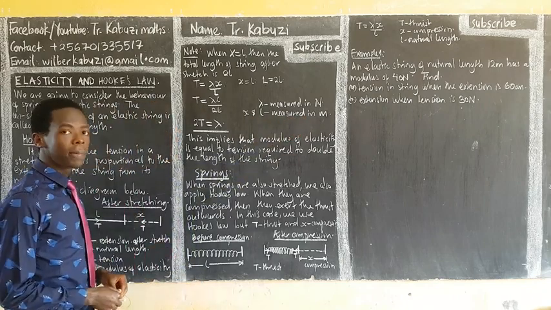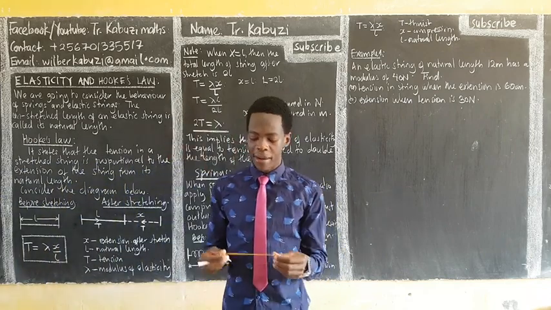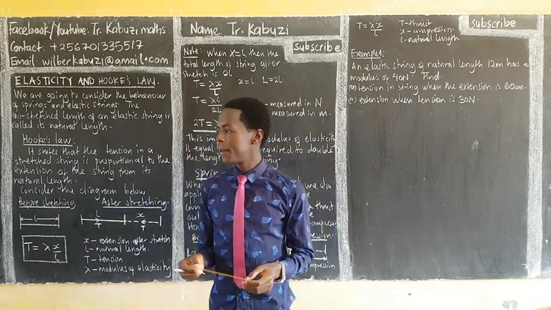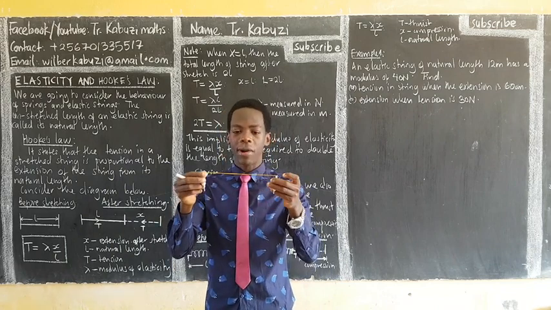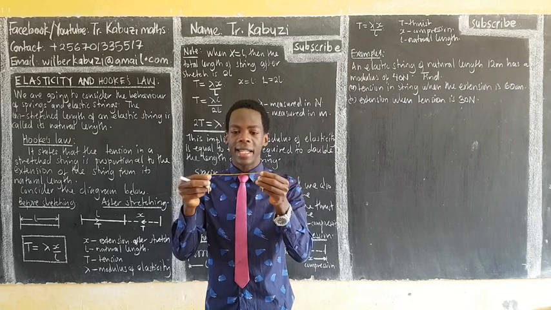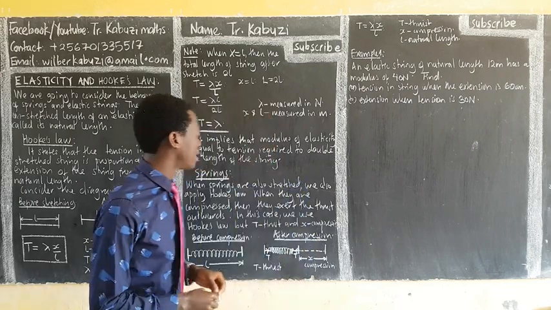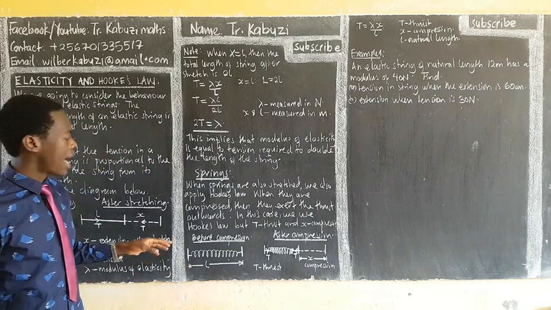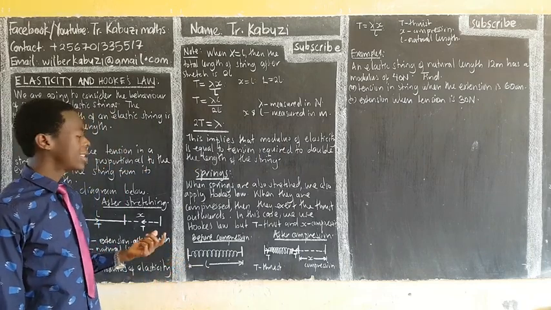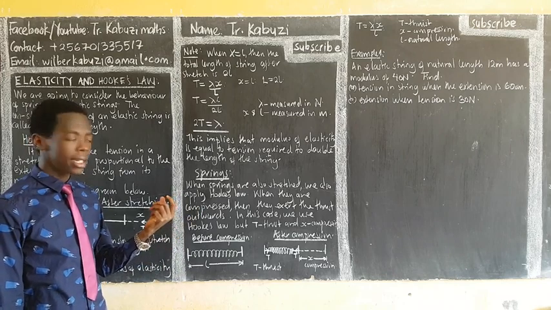Let us go now to springs. Now the difference, I'm going to show you here. Assuming this one is my natural length, when I compress it like this, for a spring, you're going to see it gets compressed. Then the extension is going to be negative because we are compressing.